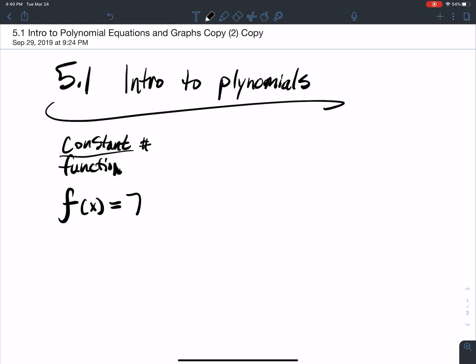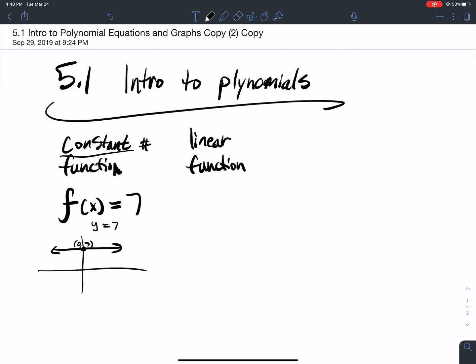If I were to graph something like this, f of x is a fancy way to say y equals, right? So that's y equals 7, a horizontal line right here at 7, okay? 0, 7 right there. All right, a linear function.